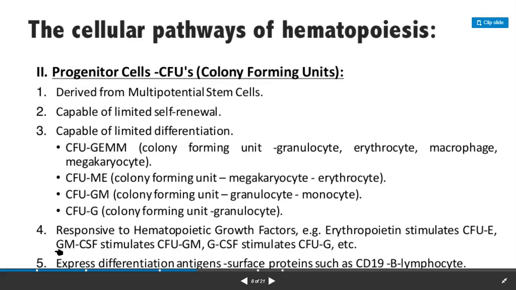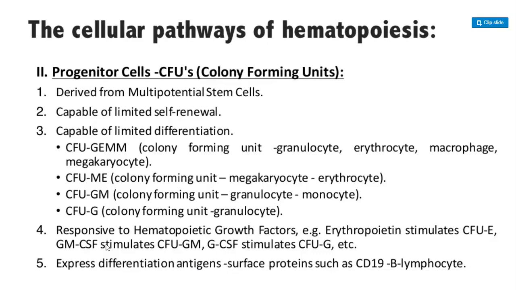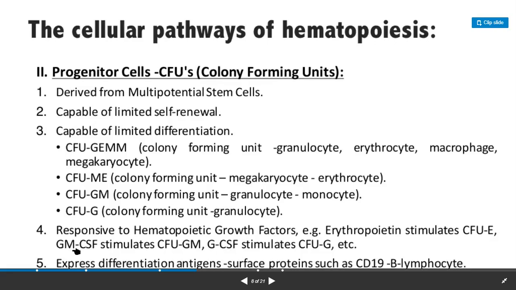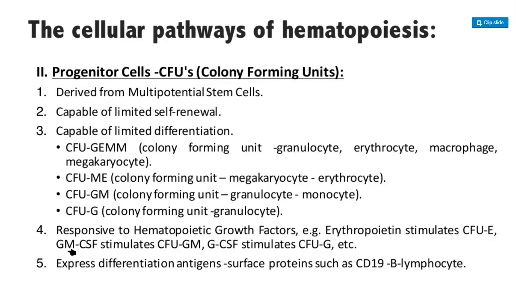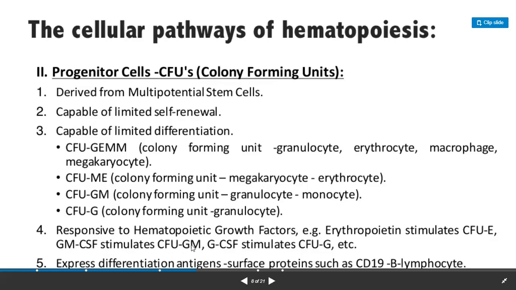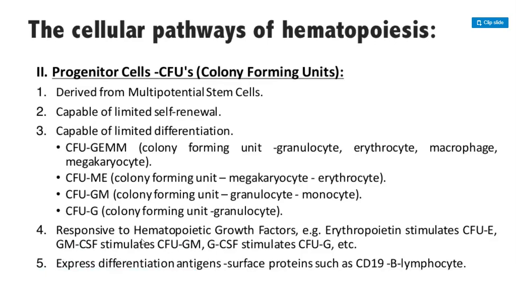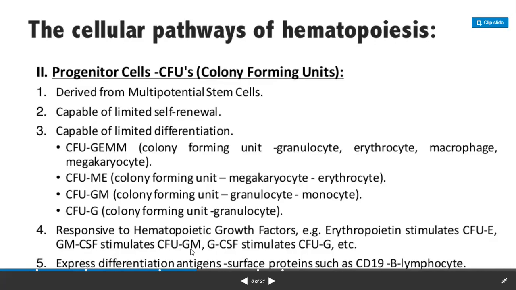And then we have the GM-CSF. So what does this mean? This is granulocyte, monocyte, colony stimulating factor. It stimulates the CFU-GM to produce granulocyte and monocyte, which is the second progenitor cell you see here. It will stimulate the colony forming unit granulocyte, monocyte, to produce granulocyte and to produce monocyte. Then we have the G-CSF, which is the granulocyte colony stimulating factor. It stimulates the colony forming unit granulocyte, which is this last progenitor cell here, to produce granulocyte.